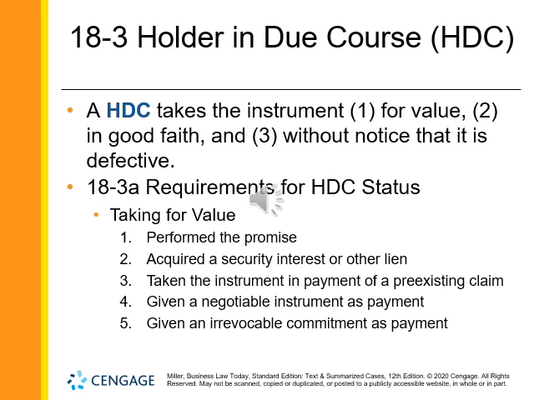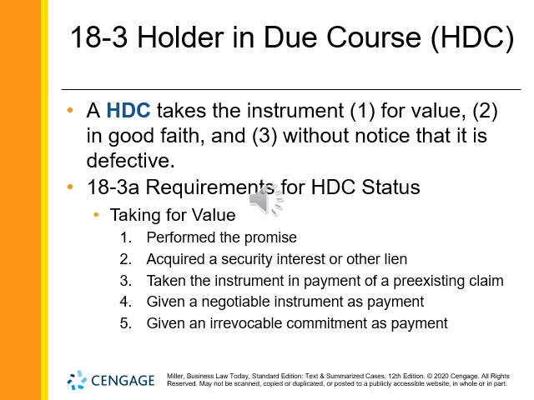What are the requirements? An ordinary holder obtains only those rights that the transferor had in the instrument and normally is subject to any defenses that can be asserted against the transferor. In contrast, a holder in due course takes an instrument free of most of the defenses and claims that can be asserted against the transferor. A holder of a negotiable instrument is an HDC if she or he takes the instrument for value, in good faith, and without notice that it is defective.